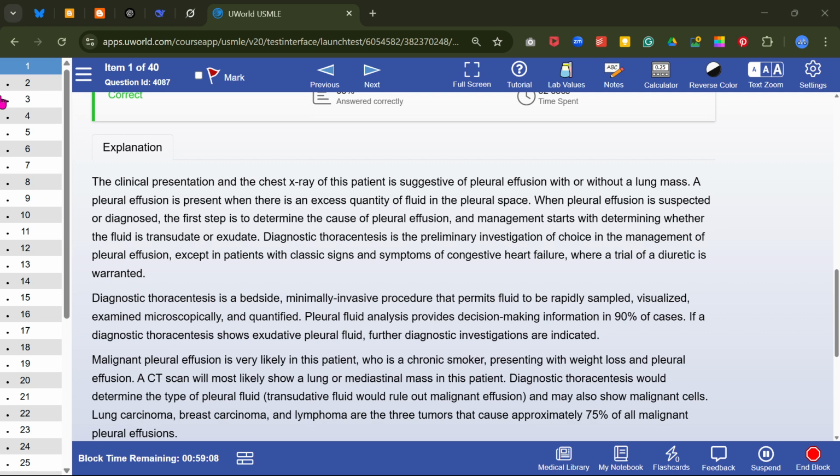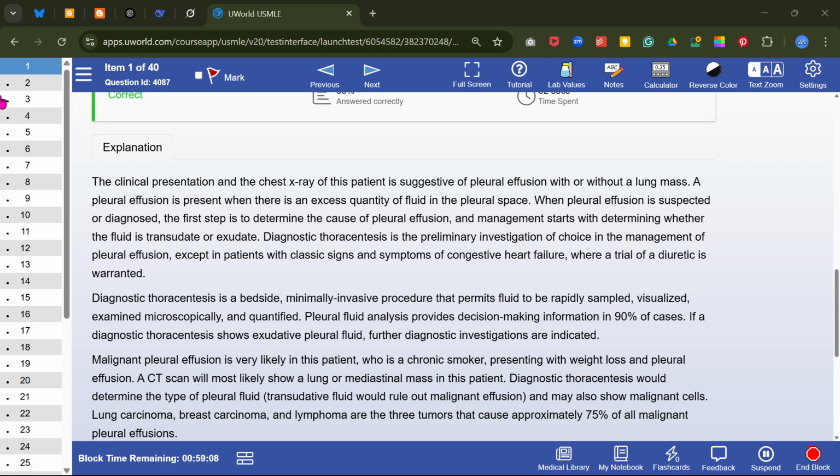Diagnostic thoracentesis is a bedside, minimally invasive procedure that permits fluid to be rapidly sampled, visualized, examined microscopically, and quantified. Pleural fluid analysis provides decision-making information in 90% of the cases. If a diagnostic thoracentesis shows an exudative pleural fluid, further diagnostic investigations are indicated.